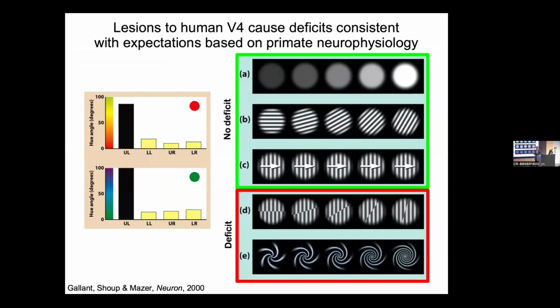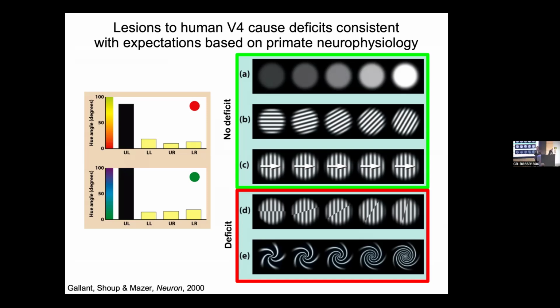We had a patient that Bob Knight at UC Berkeley identified. The patient had diabetes, which causes micro strokes. And this person ended up with a micro stroke in the upper left quadrant representation of the visual field only in V4.